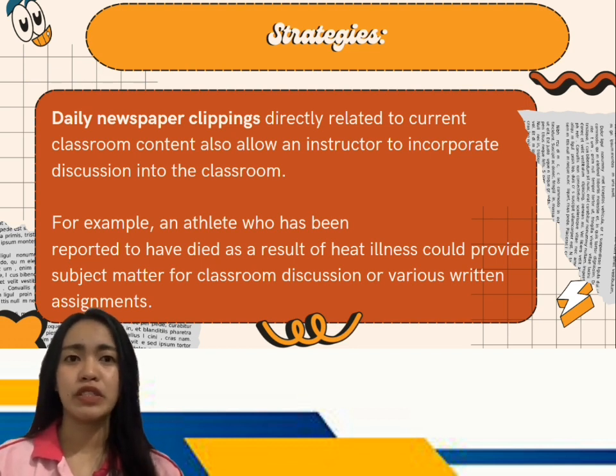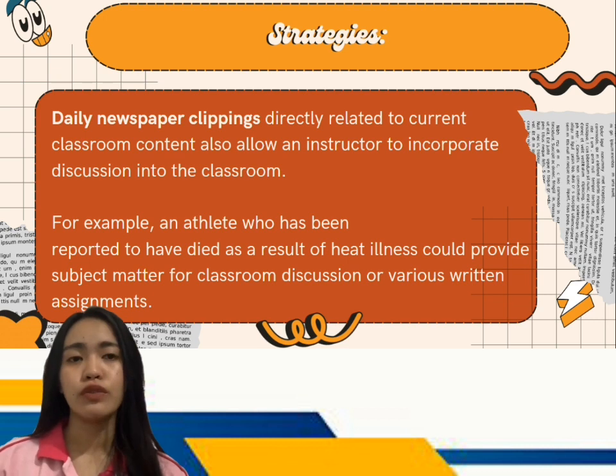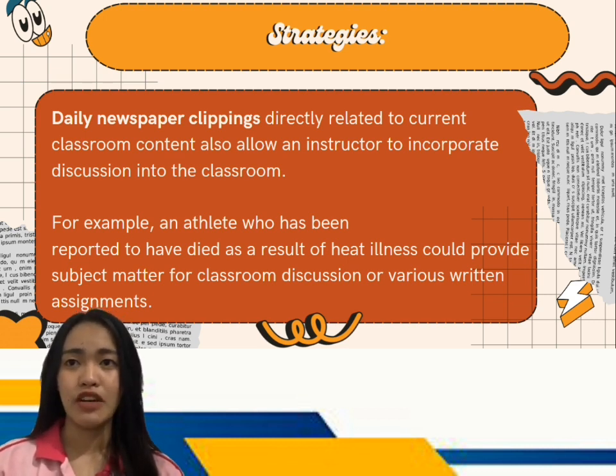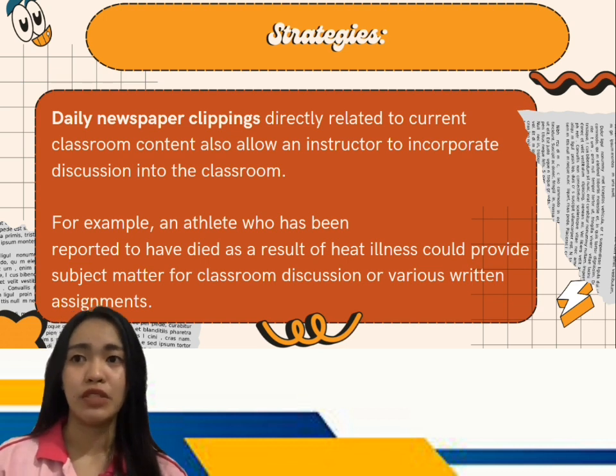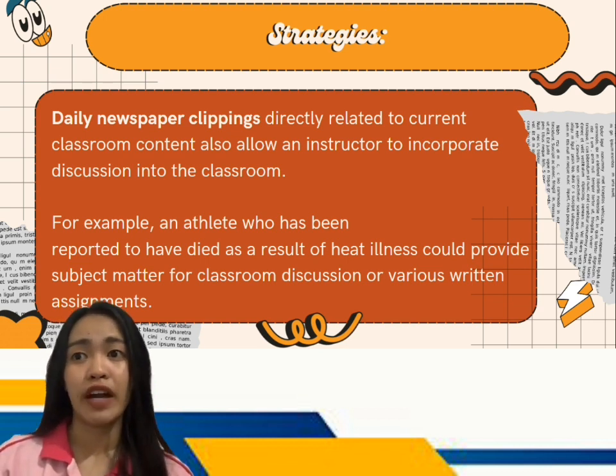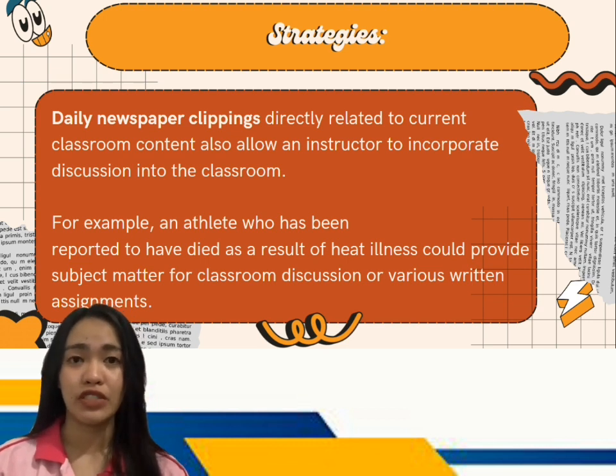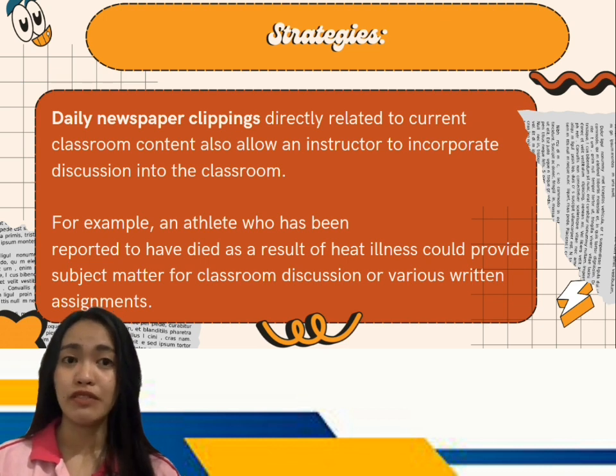Daily newspaper clippings directly related to current classroom content also allow an instructor to incorporate discussion into the classroom. For example, an athlete who has been reported to have died as a result of heat illness could provide subject matter for classroom discussion or various written assignments. Such news also affords the instructor an opportunity to discuss the effective components involved.